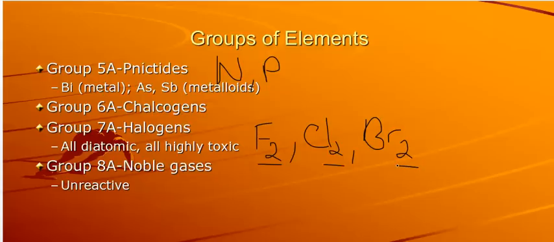And then group 8A are the noble gases. And if you look on the periodic table, they are all gases at room temp. They're all outlined in the red. So you've got helium, neon, argon, and so forth down that column. So those are the names of the A groups that you need to know. Just another way to classify elements.